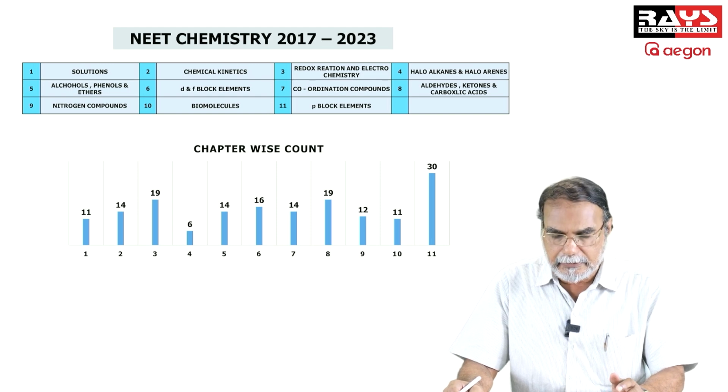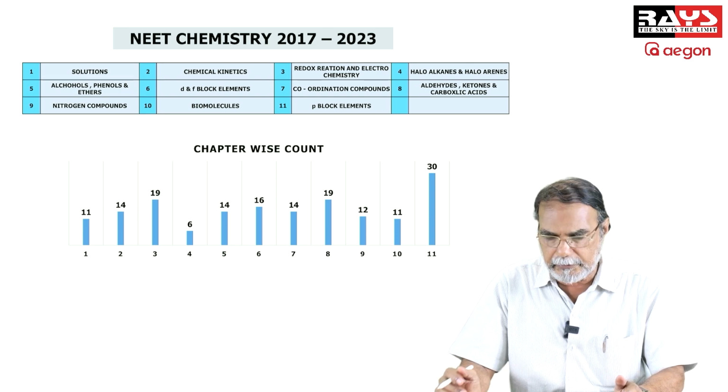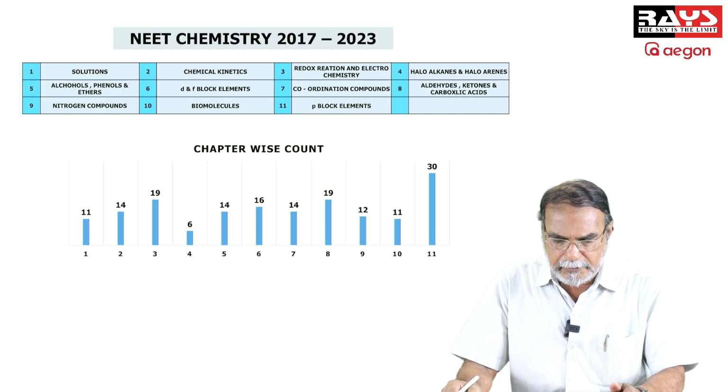If you make the analysis on a chapter-wise count as given in the bar diagram in this slide, on chapter 1, solutions, 11 questions were asked in all these 7 years. On chapter 2, chemical kinetics, 14 questions. And for redox reactions and electrochemistry, as many as 19 questions were asked. That means an average 2.7 questions. And on the chapter haloalkanes and haloarenes, 6 questions. Alcohols, phenols and ethers, as many as 14 questions.